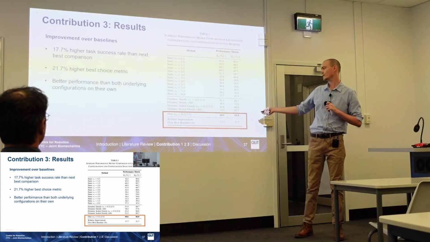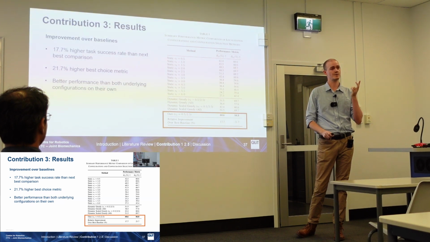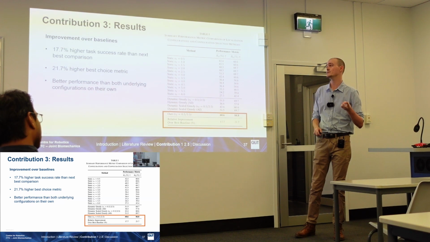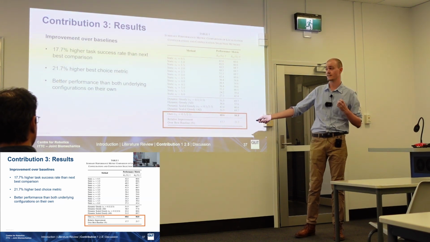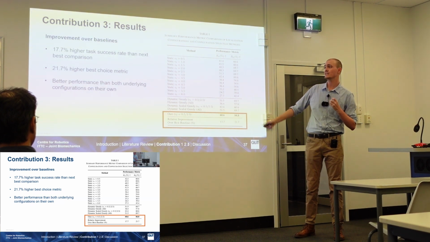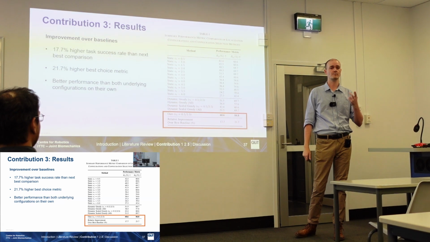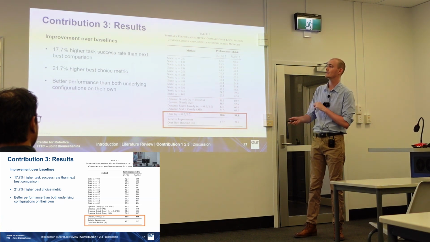What we can see here, though, is that our approach for just switching between two specifically chosen configurations based on a performance heuristic, we achieve nearly an 18% higher task success rate and nearly 22% higher best choice metric, with our approach for switching providing better performance than either of the individual approaches that it switches between.